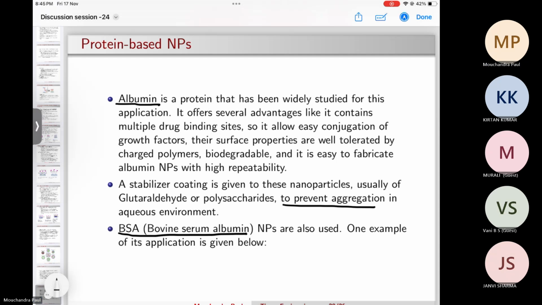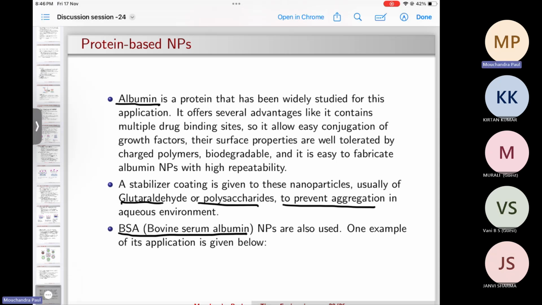All right. But to prevent this aggregation: if a colloidal solution is not formed, and rather the nanoparticles aggregate, then what will happen? It will not freely circulate in the blood, right? And through the flow of the blood, it will not reach your target site. So we don't want aggregation, which is why we stabilize the nanoparticles by coating them with something else like glutaraldehyde or polysaccharide.